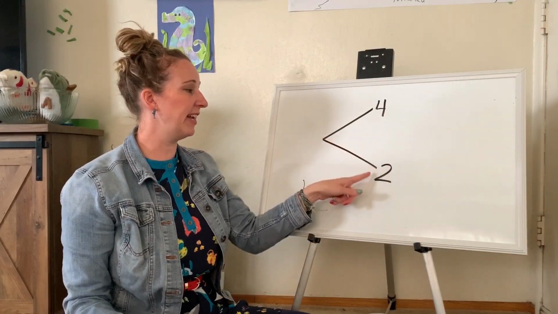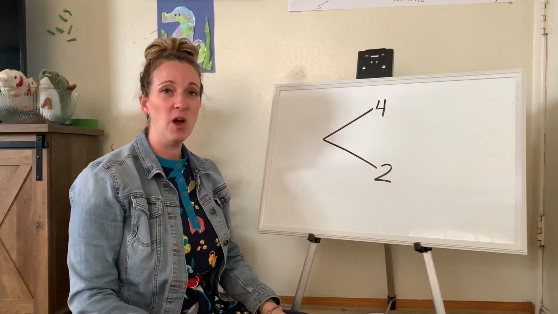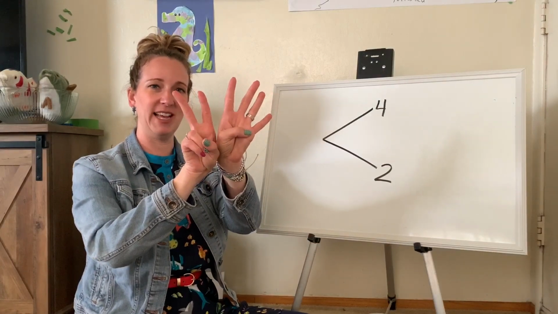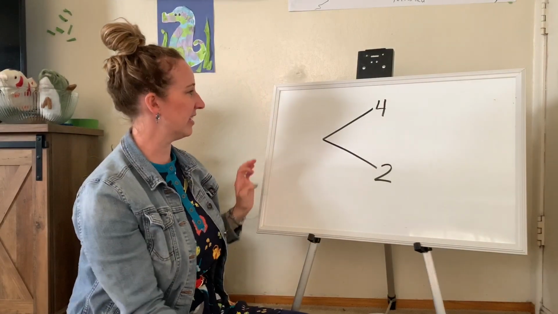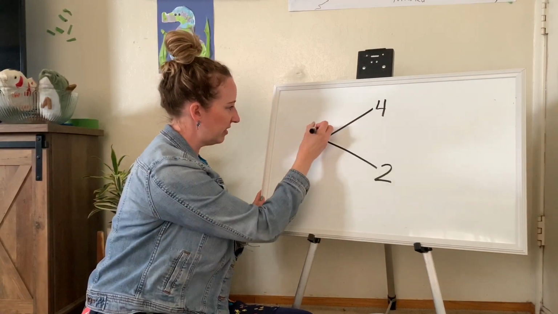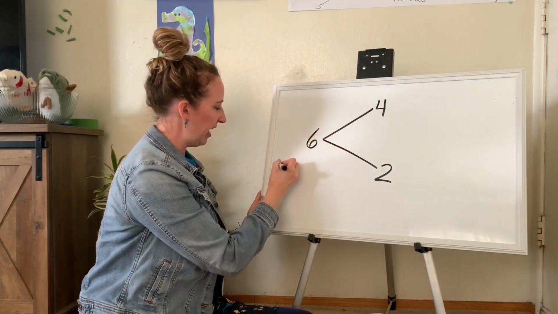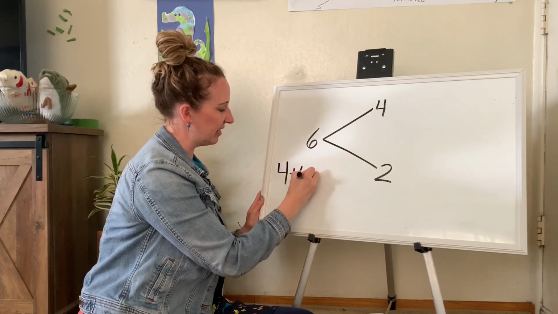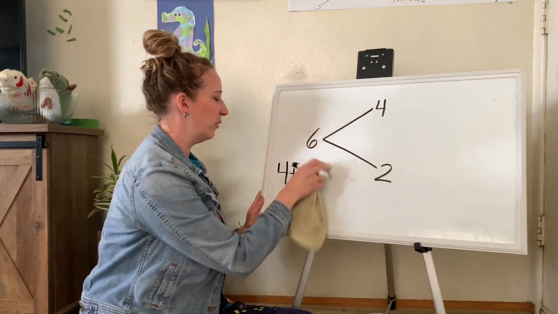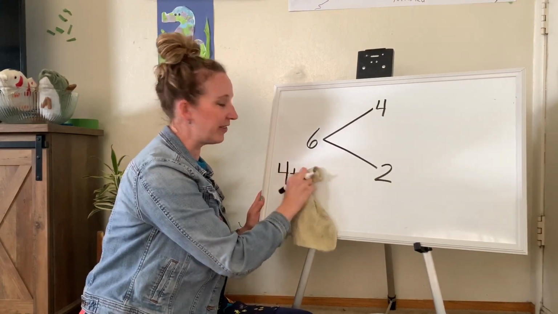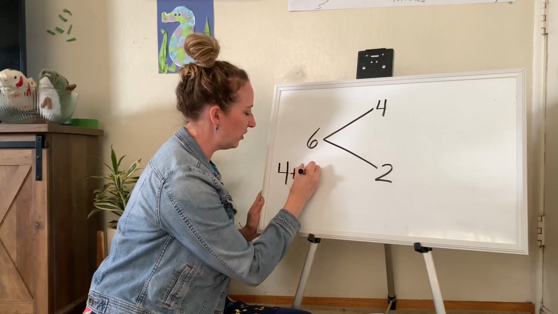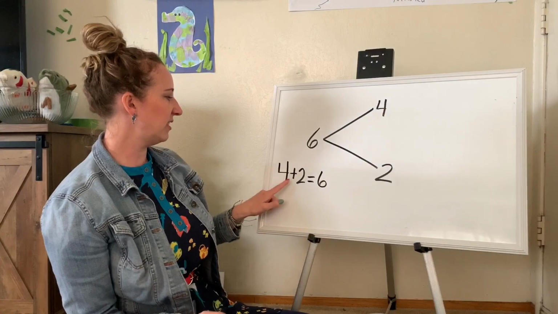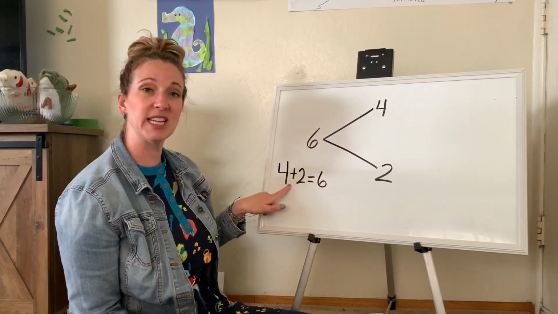So if I take 4 and I take 2 and I add them together, how many am I going to have? 4, 5, 6. How many do I have? 6. So that means 6 is going to be written here. Whoops, I made a little mistake. Good thing I have an eraser. 4 plus 2 equals 6. Okay, so since I added the numbers together, I use the plus symbol for that.